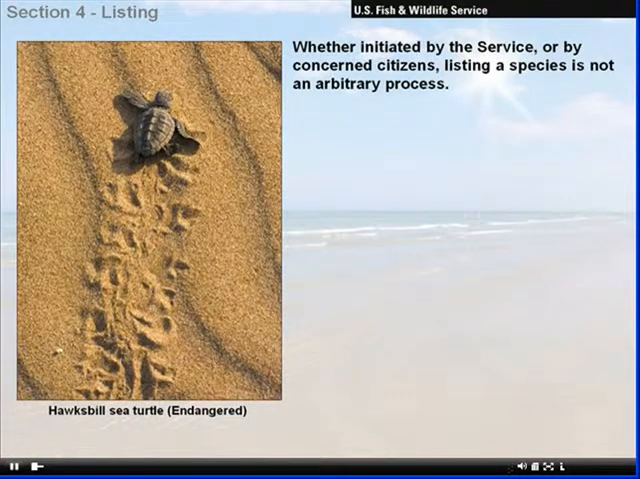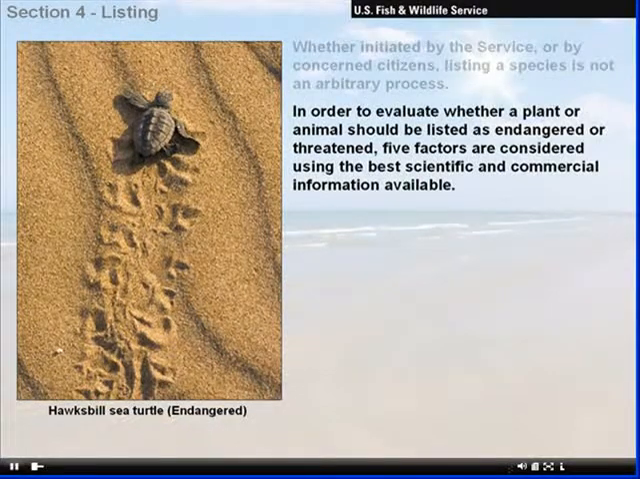Whether initiated by the service or by concerned citizens, listing a species is not an arbitrary process. In order to evaluate whether a plant or animal should be listed as endangered or threatened, 5 factors are considered using the best scientific and commercial information available.